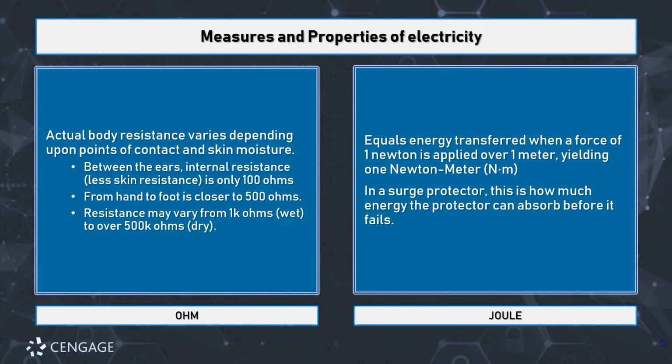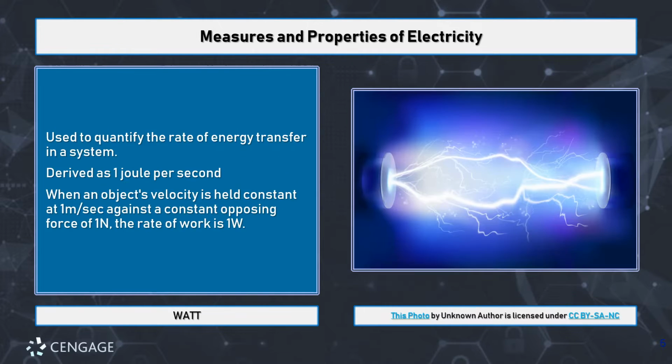The joule is where we have energy transferred when a force of 1 Newton is applied over 1 meter, yielding 1 Newton meter. In a surge protector, we talked about the roller coaster ramp. So that's how much energy the protector can absorb before it fails. So anything beyond that protection limit is basically attacking things directly. So instead of attacking a line of defense, it's attacking the primary component that we would try to protect.